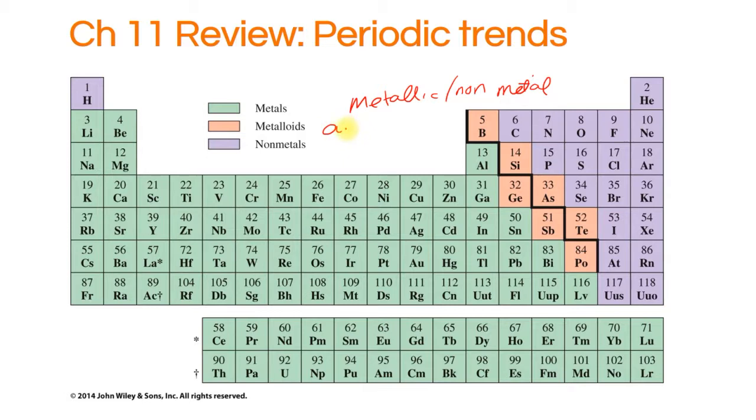Show me the atomic radius trend. You want to show me vertical and horizontal, not one or the other. You're going to show me the ionization energy and the electronegativity trends. Okay.